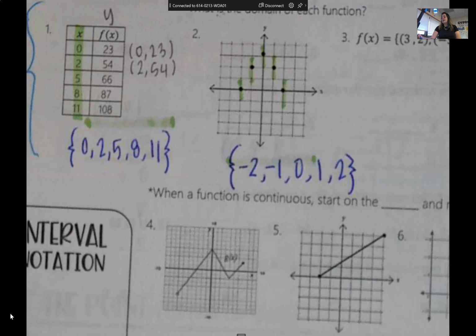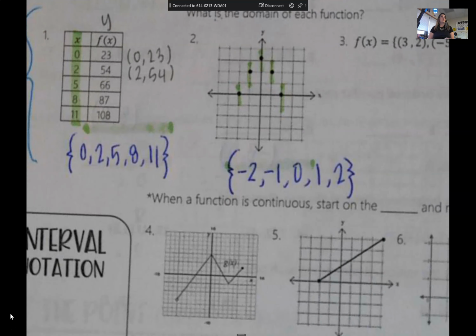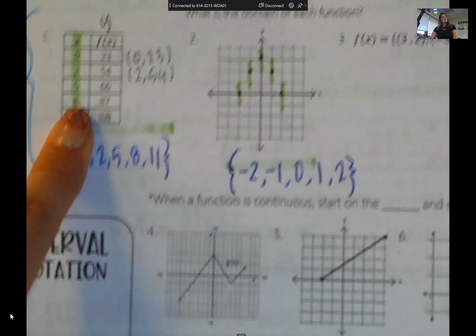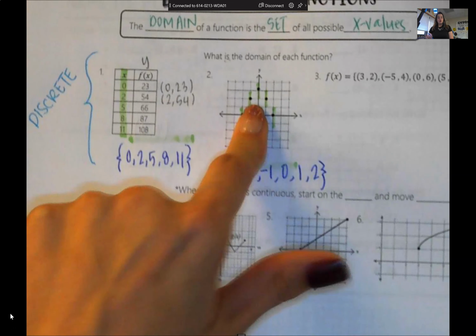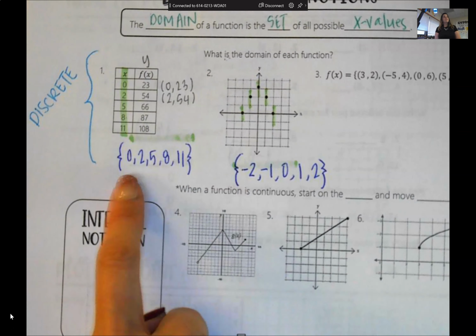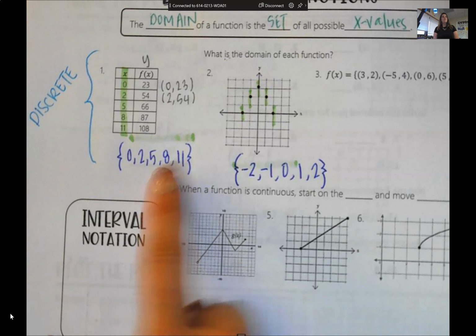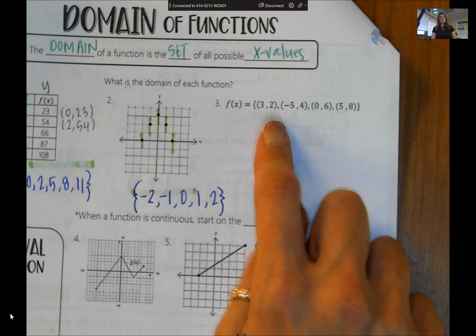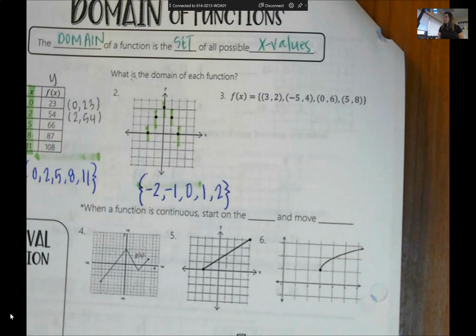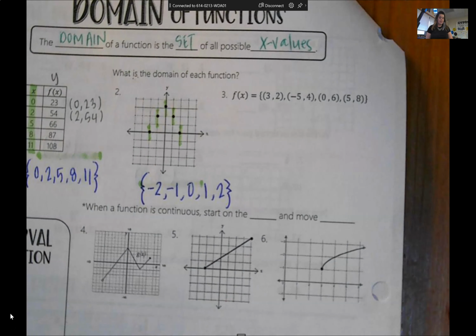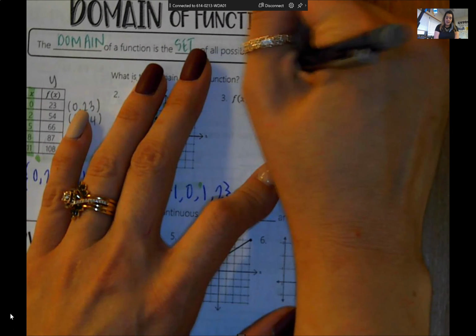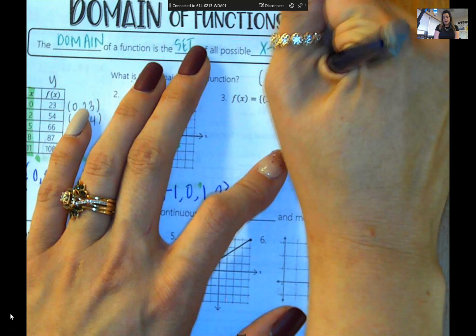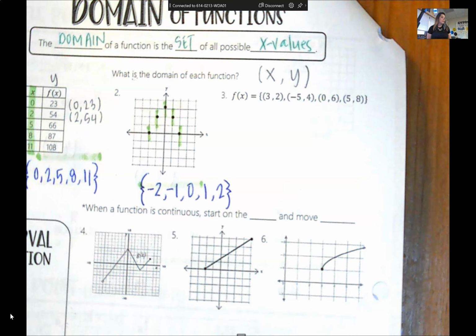Okay, your last kind of discrete domain. So we're looking at a table. We've looked at a graph. Notice that each time we can actually list out all the values. So here we had 5, here we had 5. So now we're going to look at points. So these are ordered pairs. And the only thing that we need to remember on this guy is that when we have an ordered pair, the first number is always the x coordinate and the second number is the y coordinate.